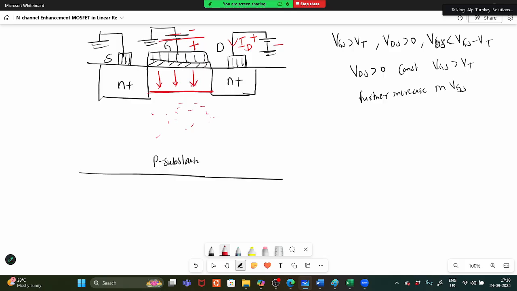Okay, so that's why we call it enhancing. Enhancing is nothing but increasing. As we further increase VGS, the depth of the channel increases. That's why it is called an enhancement channel.